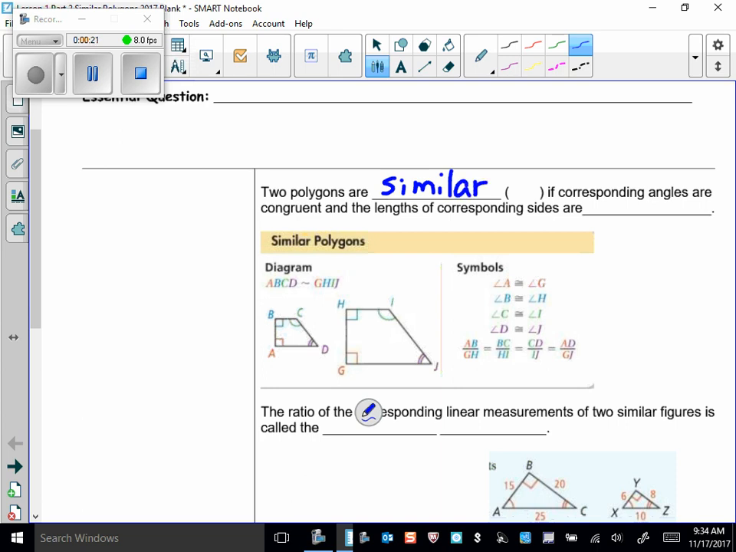Two polygons are similar, and here's our symbol for similarity. It looks like the little very top part of the congruent symbol. It's called the tilde. Two polygons are similar if corresponding angles are congruent and the lengths of corresponding sides are proportional.